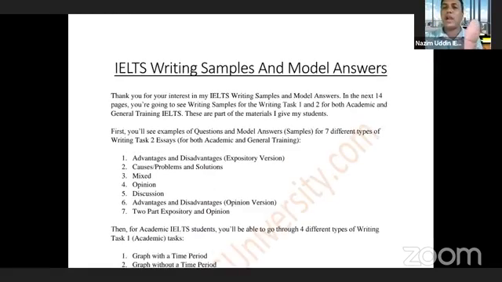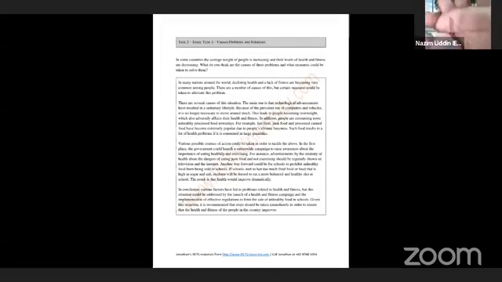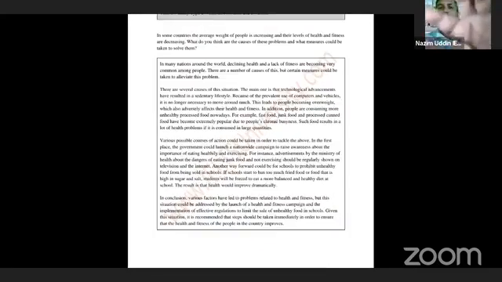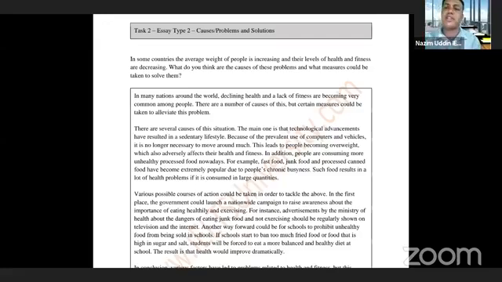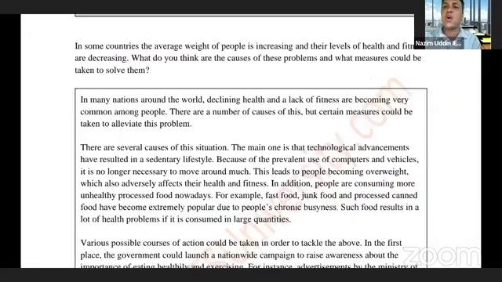Now we are going to the direct questions. The question is about: in some countries the average weight of people is increasing, and their levels of health and fitness are decreasing. What do you think are the causes of the problems, and what measures should be taken to solve it? If you understand the question, you have to write.